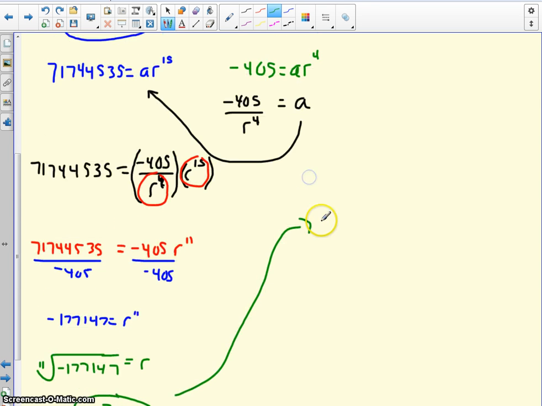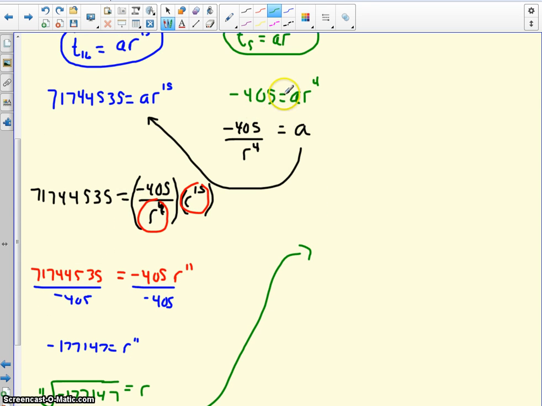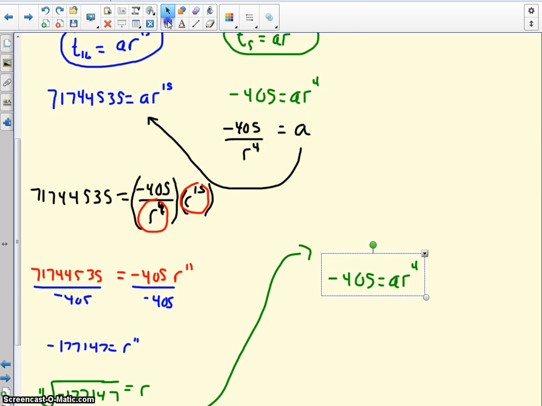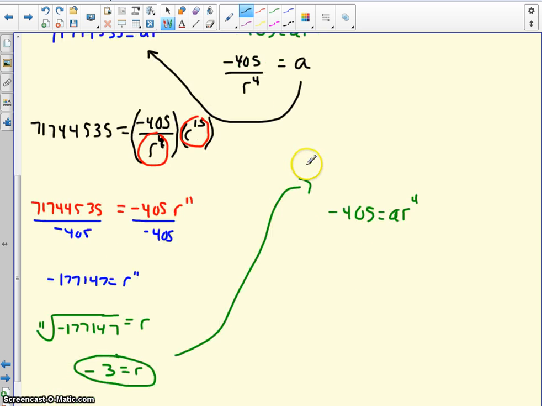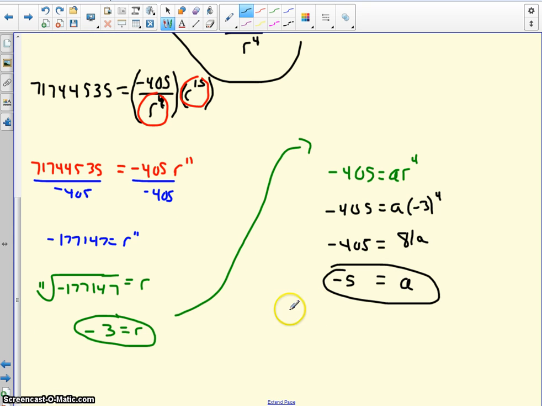So once I have that, now that I have r, I can solve for whatever else I want. If I want to solve for a, I can use this original equation right here. So I'm going to have negative 405 equals a times negative 3 to the exponent 4. Negative 3 to the exponent 4 is 81. I have 81a. So divide both sides by 81 to solve for a, I get negative 5. So that tells me my first term is negative 5, my common ratio is negative 3.